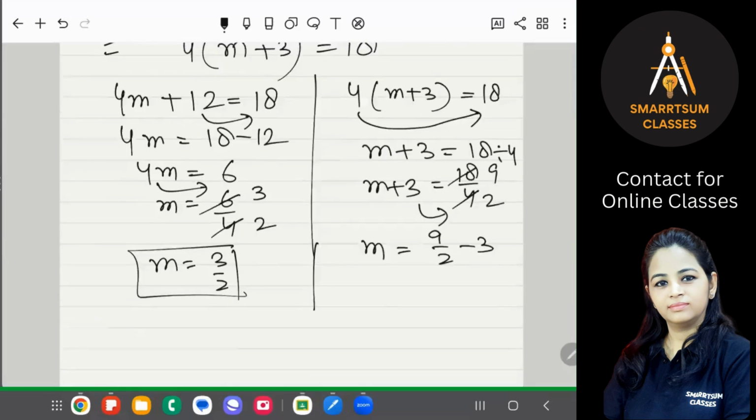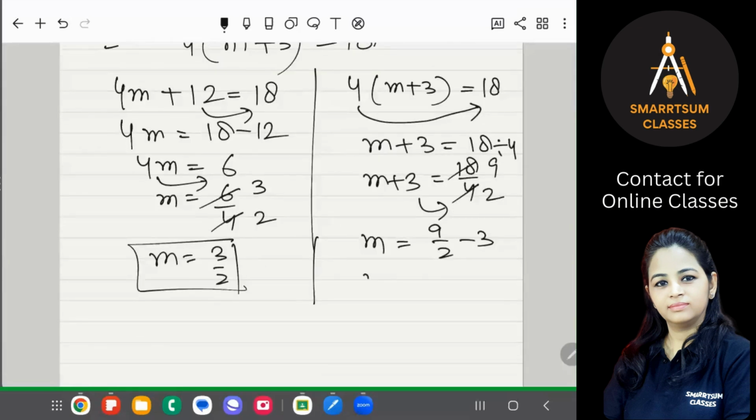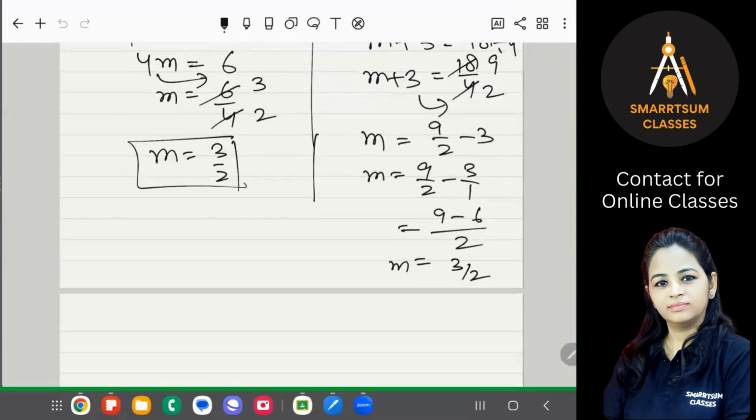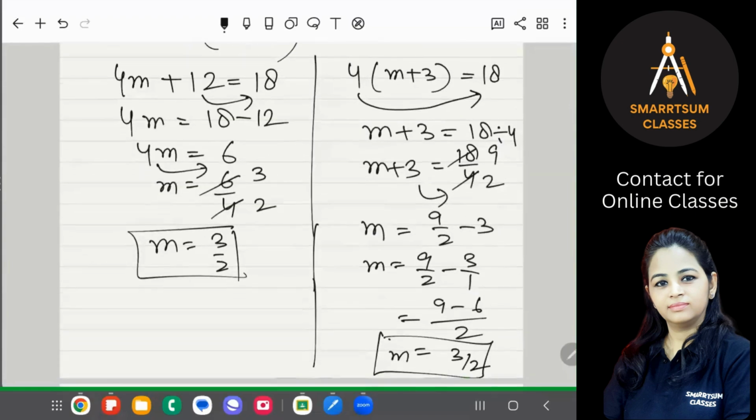Okay? You already know how to solve ratio numbers. So m is equal to 9 by 2 minus 3 by 1. Take 2 as LCM, it will be 9 minus 6, which is again 3 by 2. So by both the methods, you will get the same answer. m is equal to 3 by 2. So you can use whichever method you feel is convenient for you. However, both are simple, right?